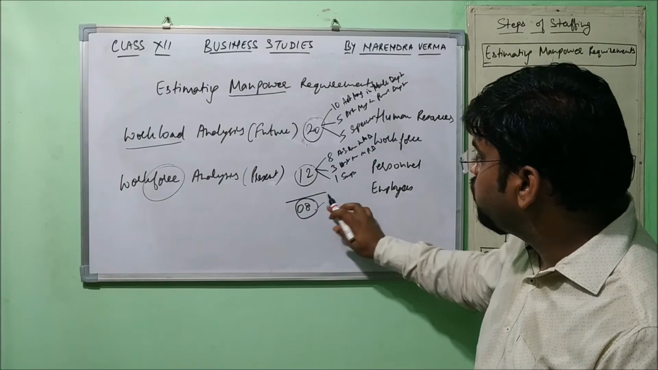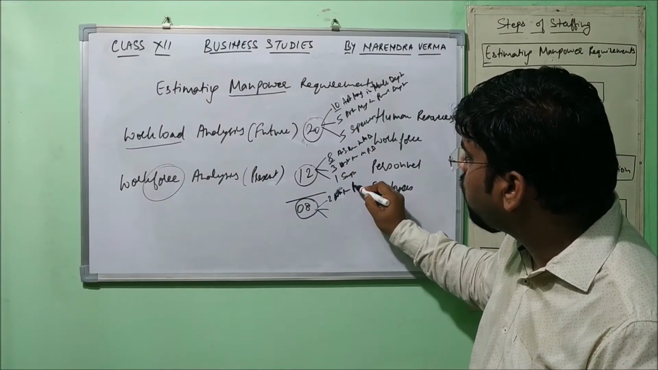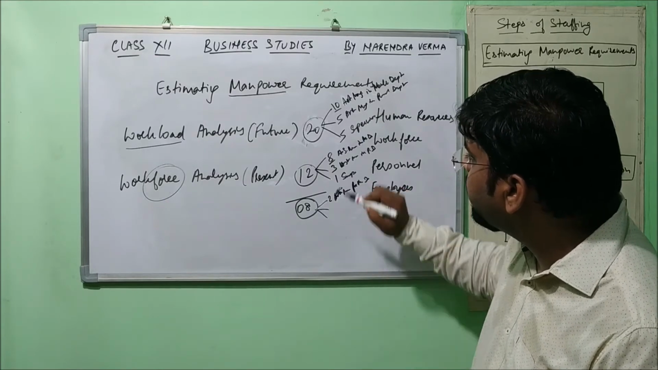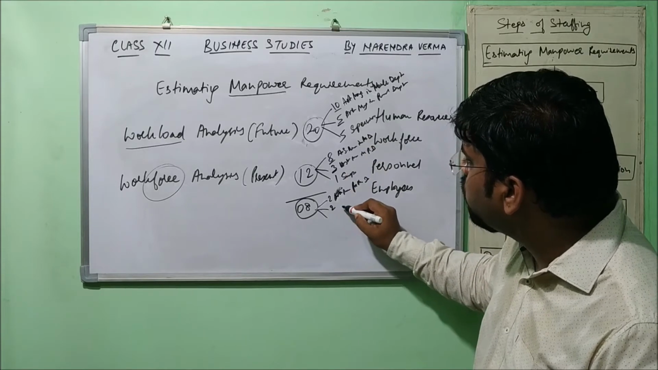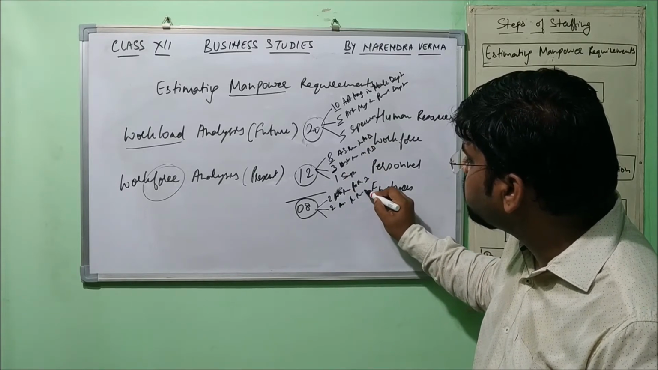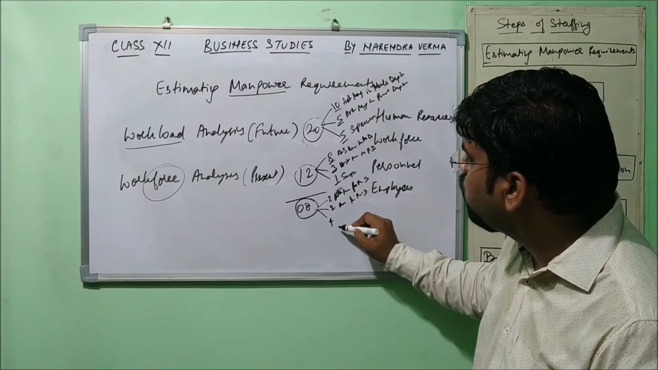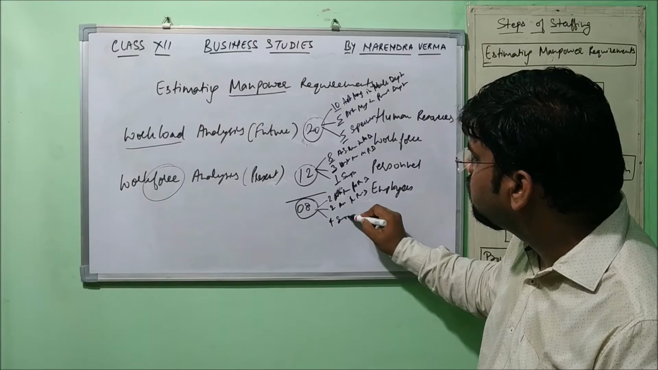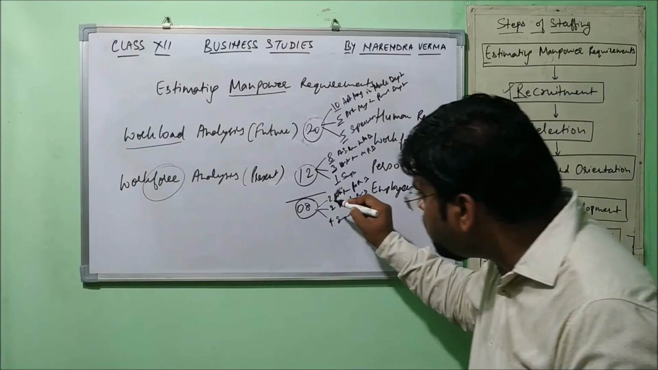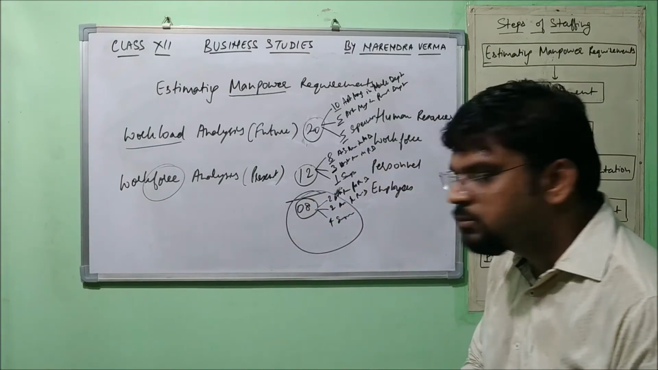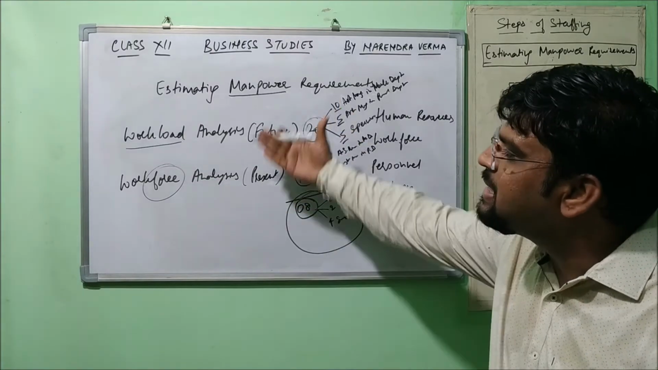Now what do we need to do? We need to hire 2 assistant managers for the marketing department. For purchase, 5 we need, 3 we have, so 2 assistant managers for the purchase department. 5 supervisors we need but 1 we have, so 4 supervisors we need. So this is the process. We need to come to know how many we need to hire, but for that this analysis has to be done.